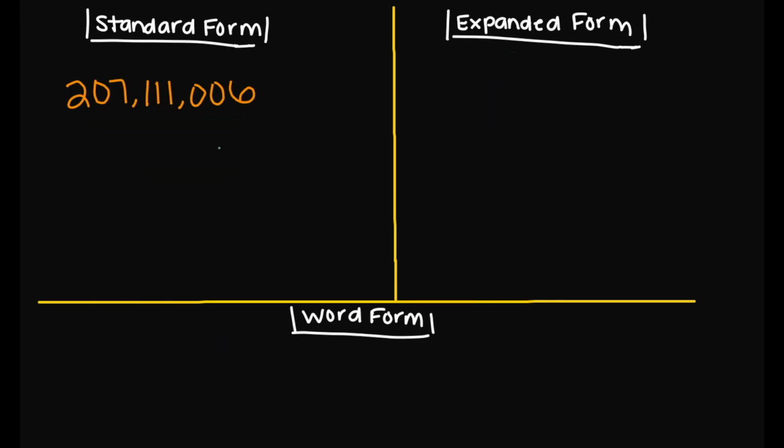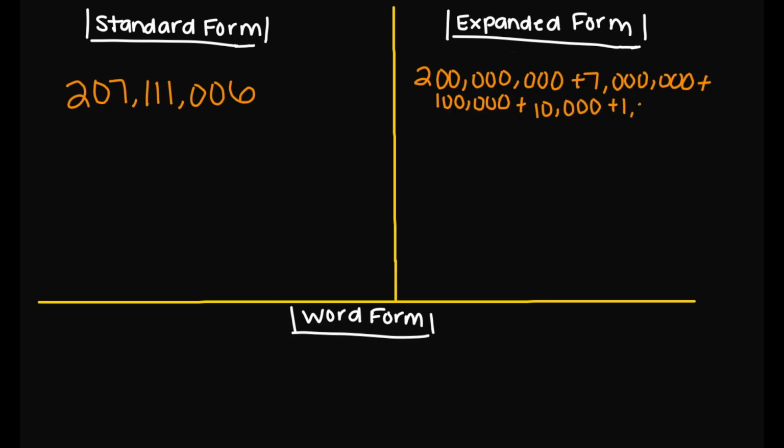Let's look at this example here. So we have 207,111,006. Your expanded form is going to be 200 million plus 7 million plus 100,000 plus 10,000 plus 1,000 and then plus 6. And this is your expanded form here.